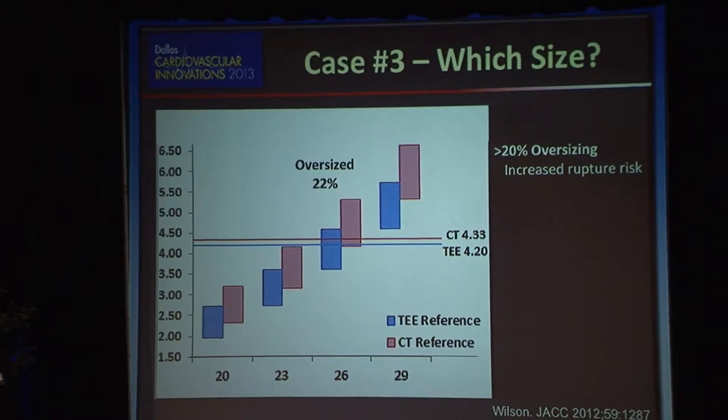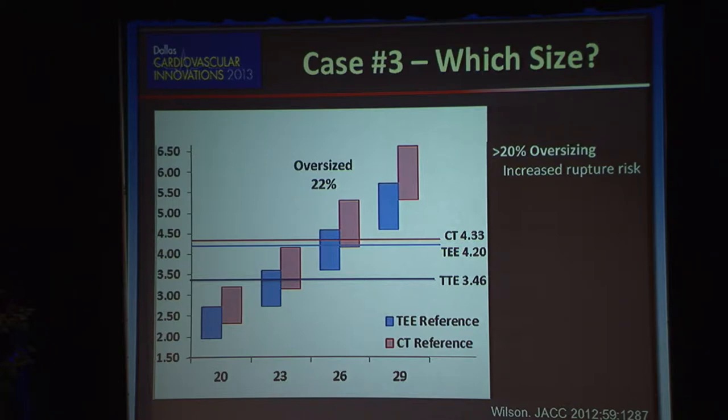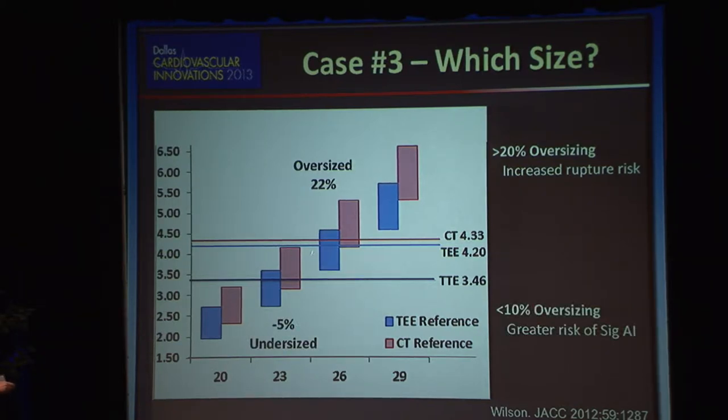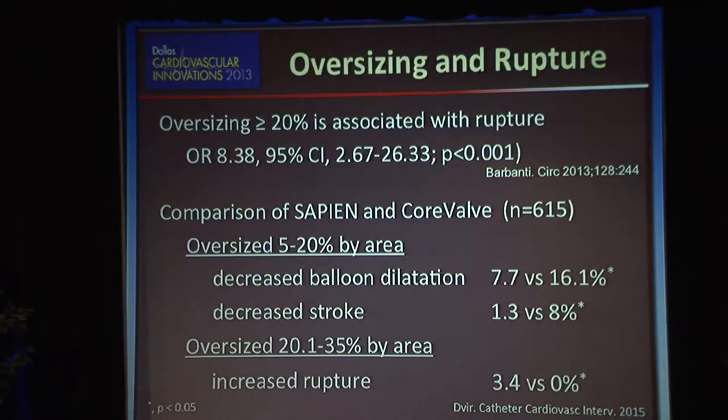We know that oversizing has some increased rupture risk, which I'll briefly talk about. The transthoracic echo was measured at 3.46 if we use that smallest diameter and calculate an area from it. Well, that would mean we pick a 23 valve, and this would be the area size, which from what we get from the CT is actually undersized. And undersizing leads to significant risk of AI. So optimal is going to be about 5 to 10% oversizing for a balloon expandable valve. Self-expanding valves are a little different, and we'll come to that.